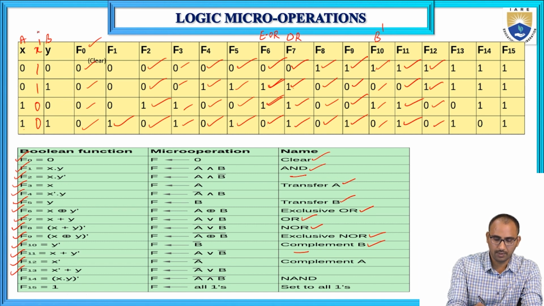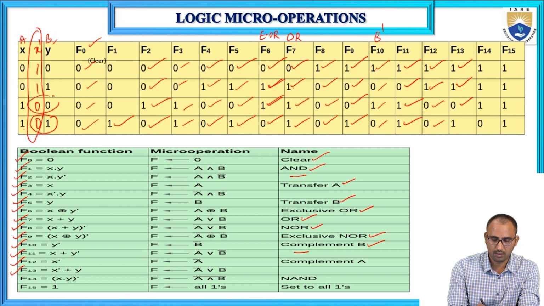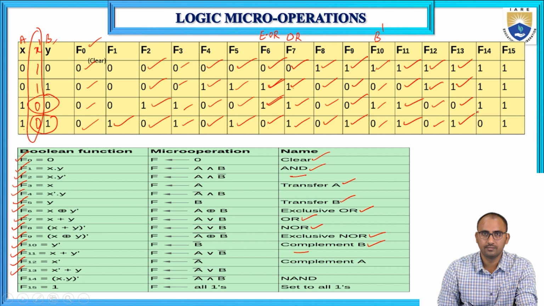So this is X bar. So this is Y. So we are performing OR operation. So 1, 0, 1, 1, 1, 1, 0, 0, 0, 1, 0, 1. So we are performing this one. Last case 0, 1, 1.